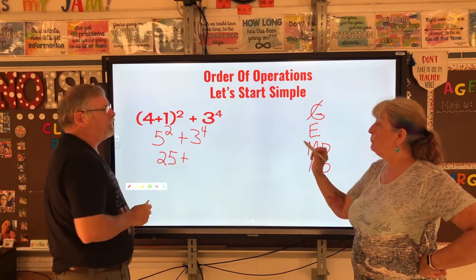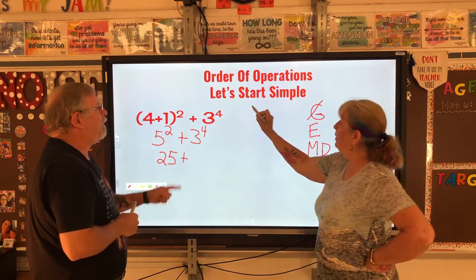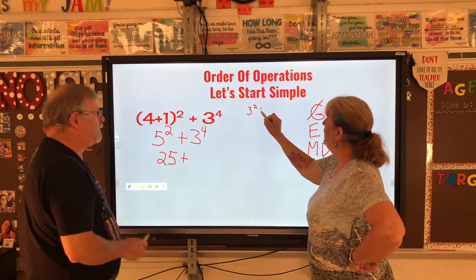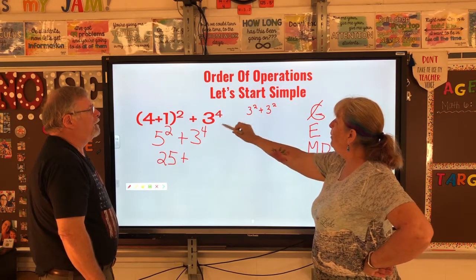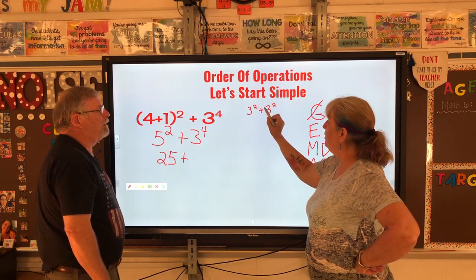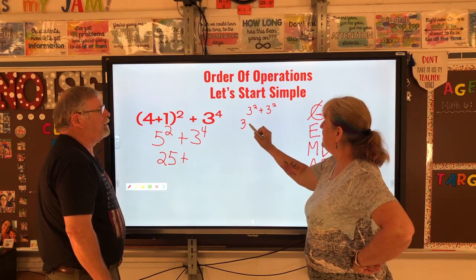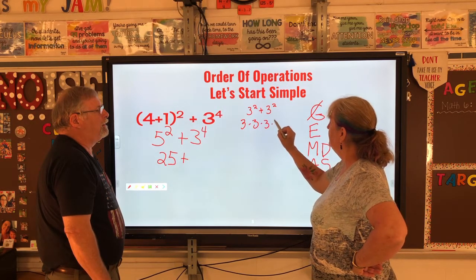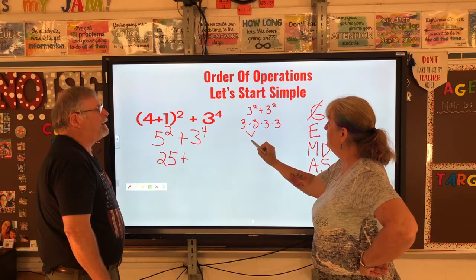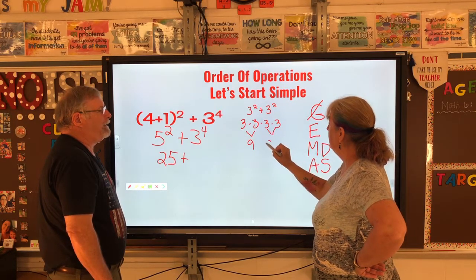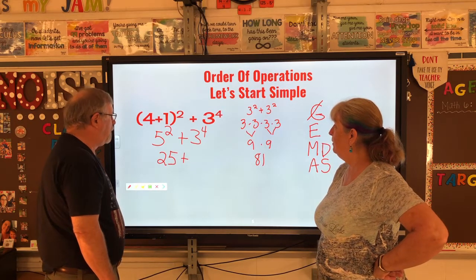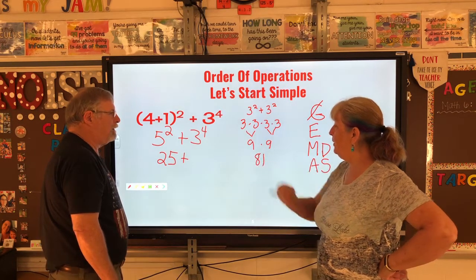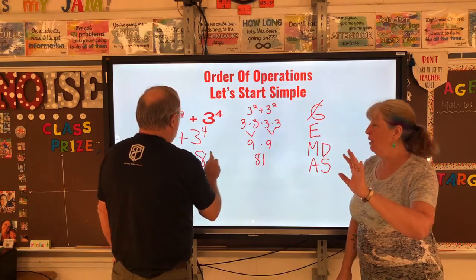And then, 3 to the 4th. We can work this out. 3 to the 4th is the same as 3 squared times 3 squared. So what's 3 times 3? 9. What's 3 times 3? 9. What's 9 times 9? 81. So what's 3 to the 4th? 81. Plus 81.